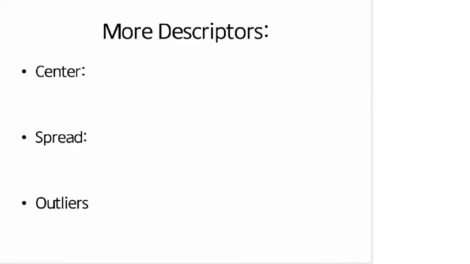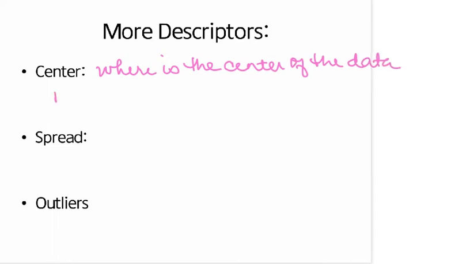All right, so now we have some more descriptors that we're going to use. Some other things that we use to describe the graphs that we get. But we already talked about shape and the different types of shape we had. We also have center. Center is, where's the center of data? And primarily we're going to use two. We're going to use the mean and the median. Another measure of center would be the mode. We don't use that too often.